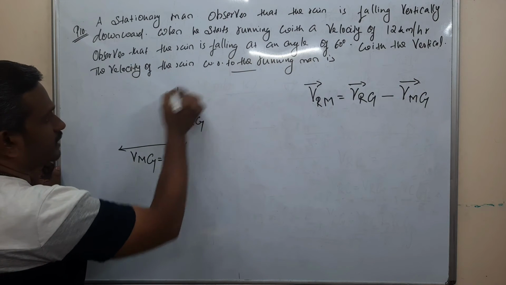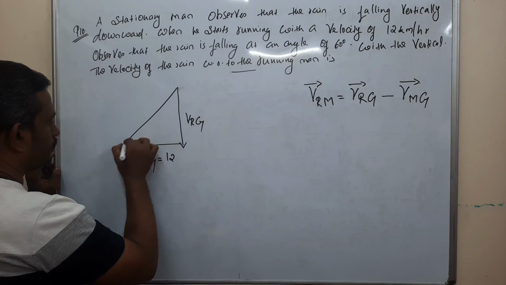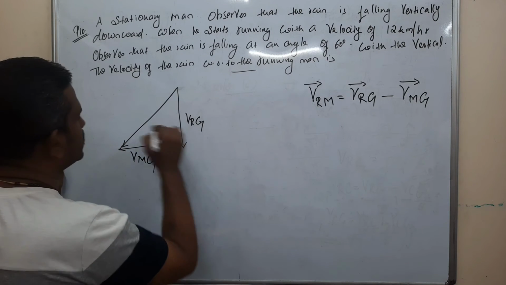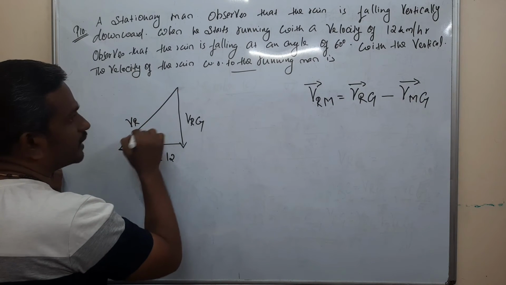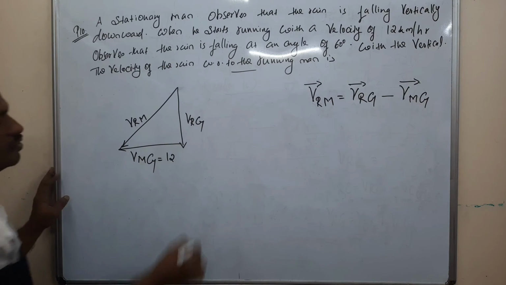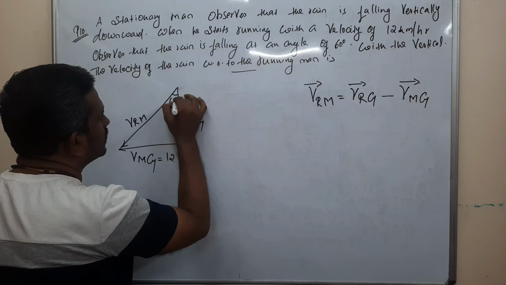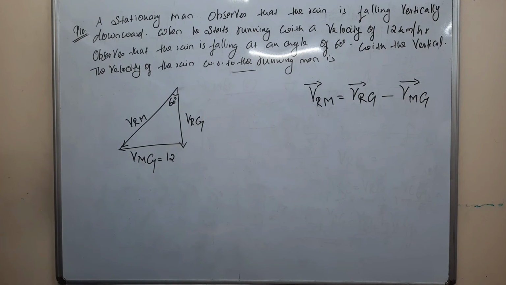So what is the resultant? Resultant is this one. What is the resultant? That is the velocity of the rain with respect to the man. It makes an angle, given in the question, that is 60 degrees with the vertical.